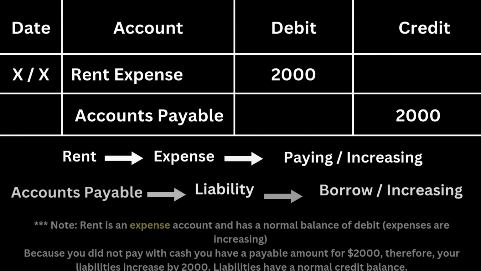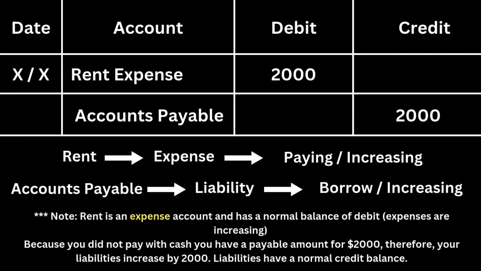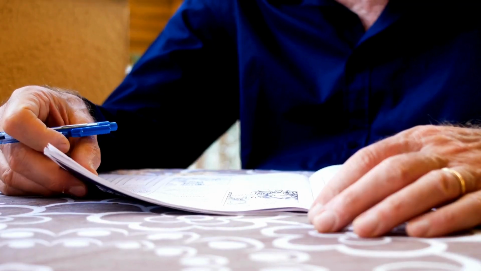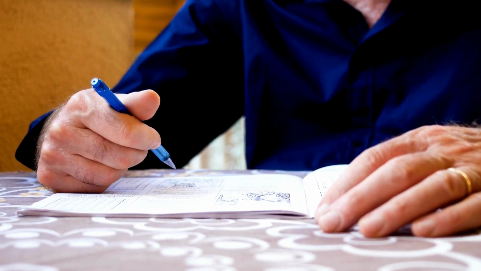This one was a little more tricky. Rent is an expense account that is increasing. Here you are increasing your expenses by $2,000. Now because you opted not to use cash, your accounts payable account also increases by $2,000 instead of your cash account. How did it go? Did you remember to record it as a payable?